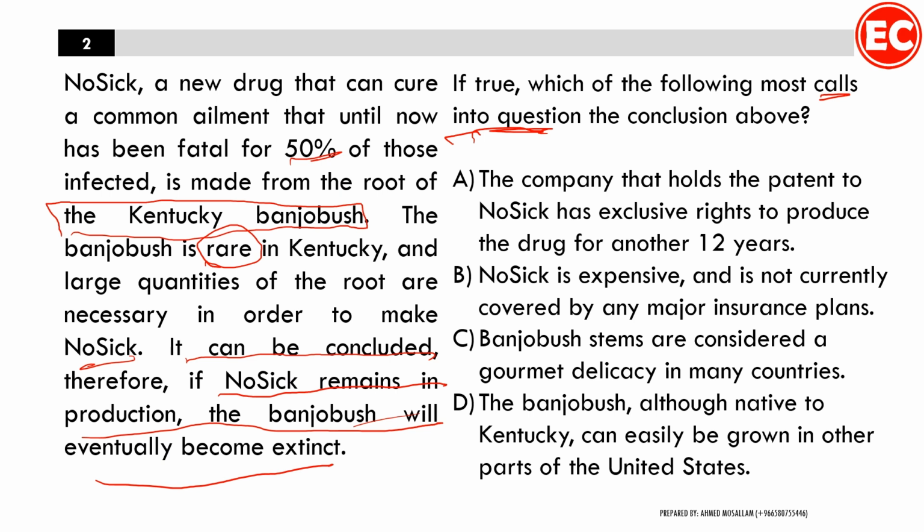If you went through the options here, you can pause now and try on your own. What is the answer? For sure, if you looked at A, B or C, these do not answer the question, but you find D: the banjo bush, although native to Kentucky, can easily be grown in other parts of the United States. If it can easily be grown in other parts of the United States, we will not have that problem of scarcity, and producing more of it will never make it extinct. So we can grow it in other parts of the United States.